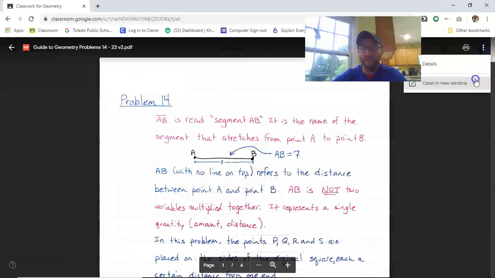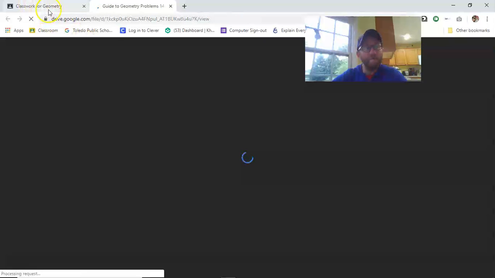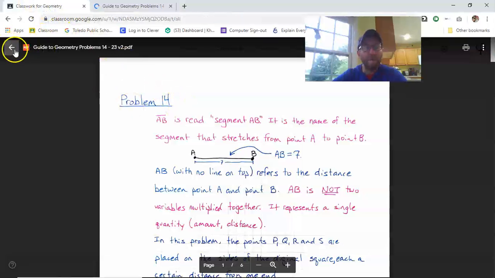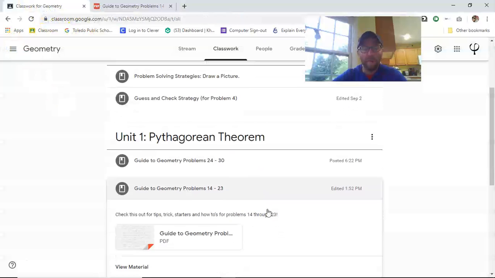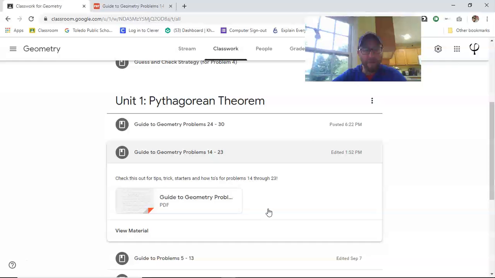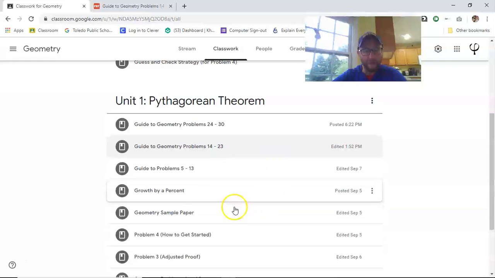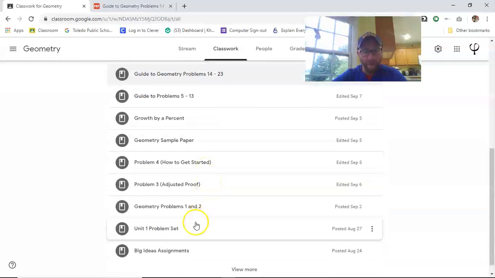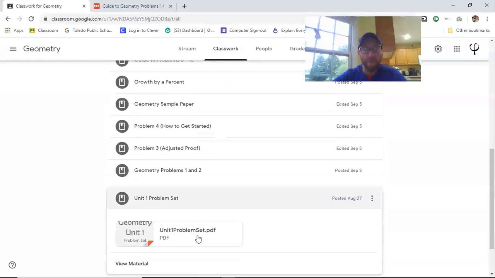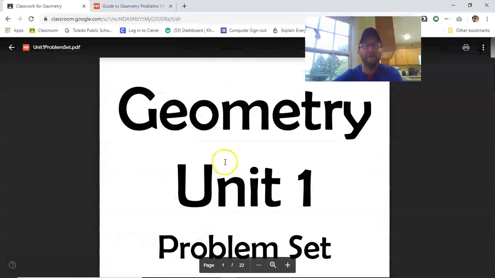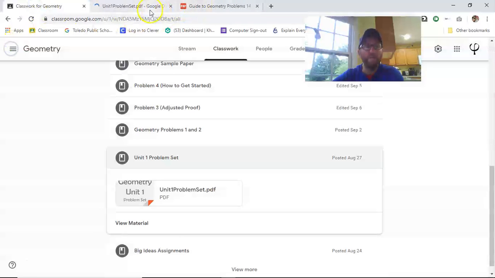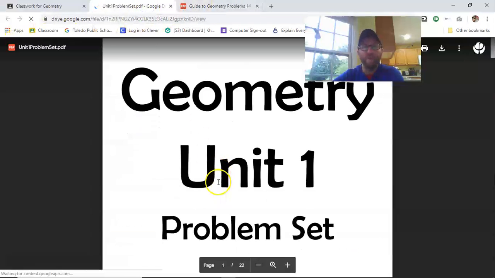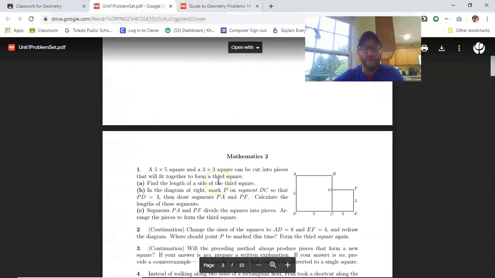I'm going to open it in a new window, keeping in mind that they'll always be in Unit 1, but they may have moved up or down in the lineup since I made this video. Then we'll go down to the Unit 1 problem set, open that up, and open the PDF there in a new window. All right, so let's move forward to problem number 14.